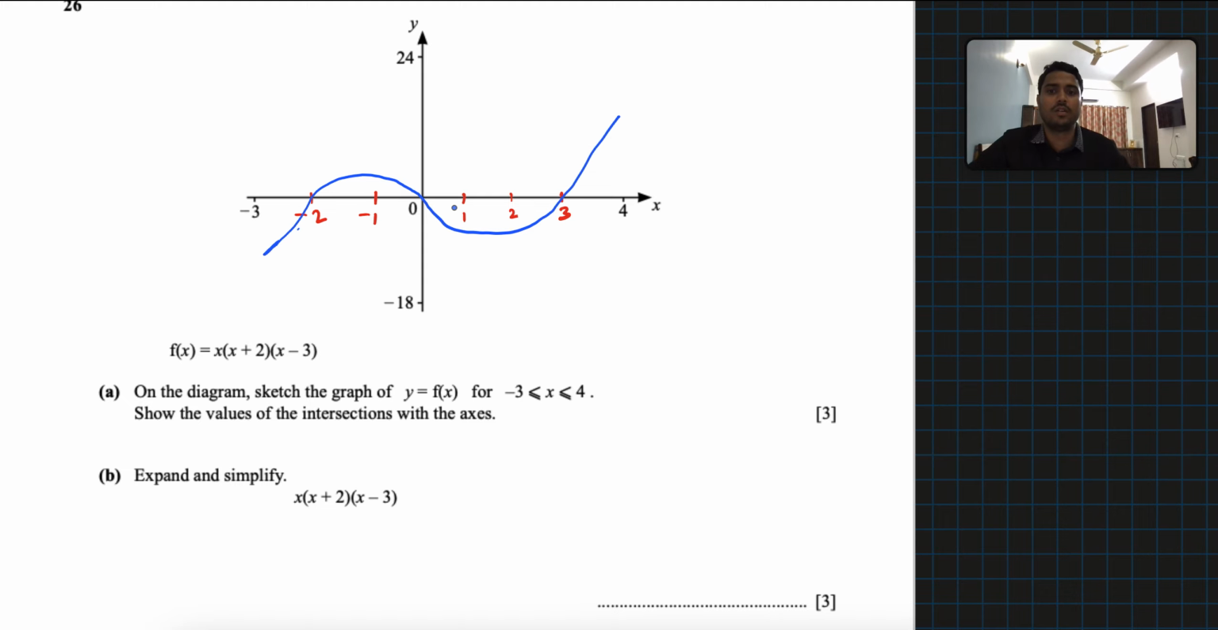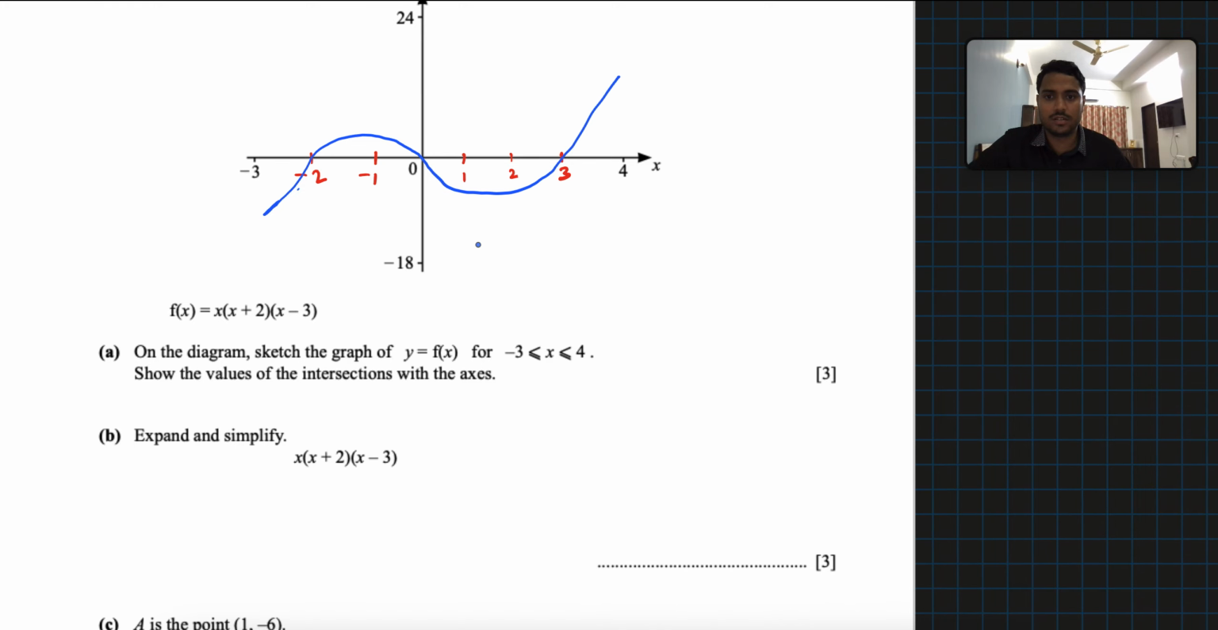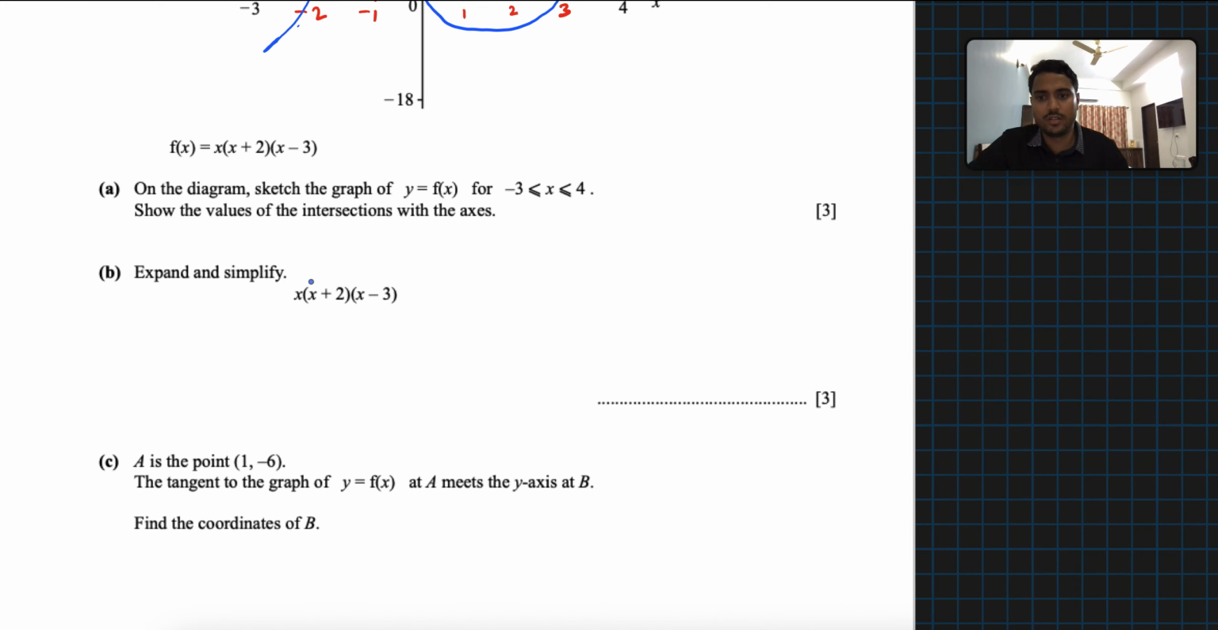Yeah, the graph is going to look like this. So this part is done. Expand and simplify. So okay, let's expand. This is going to be x into x plus 2, so x squared plus 2x, and then the whole thing multiplied by x minus 3. This is going to be x squared into x, x cubed, x squared into minus 3, minus 3x squared, plus 2x into x, 2x squared, 2x into minus 3, minus 6x.